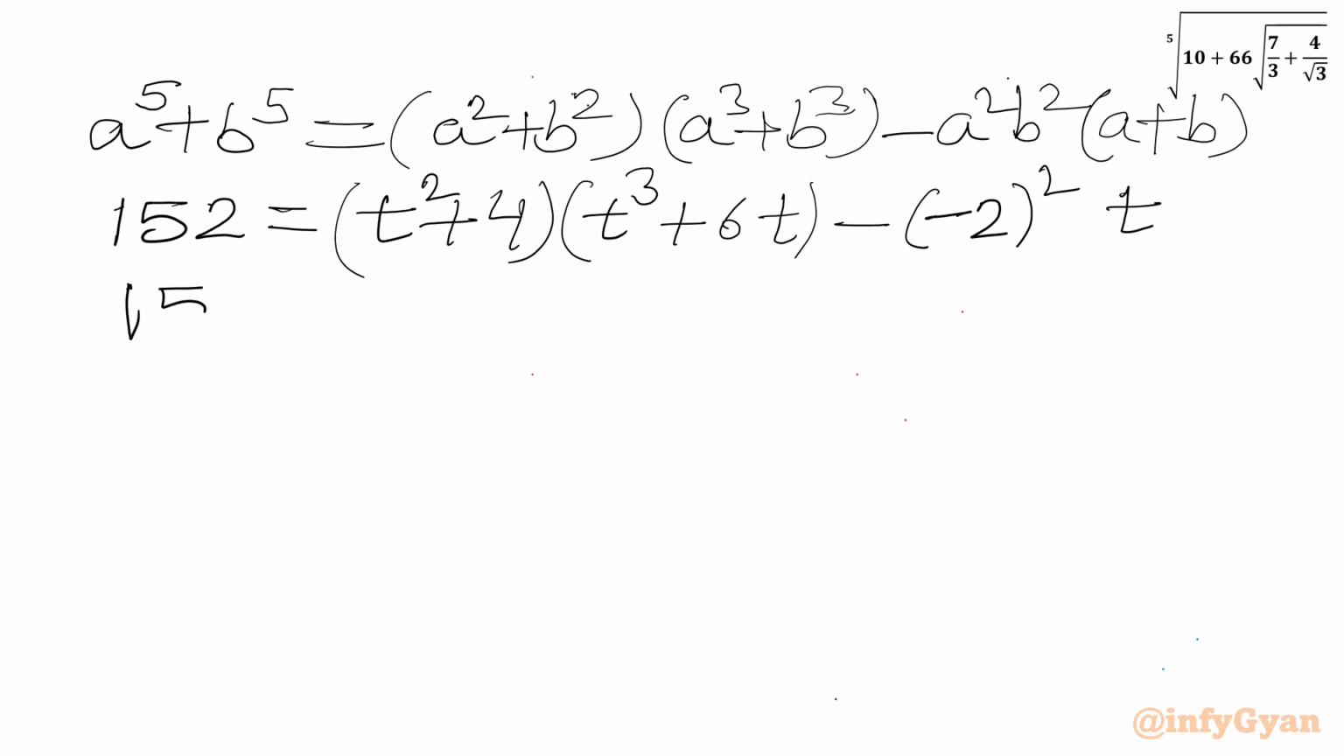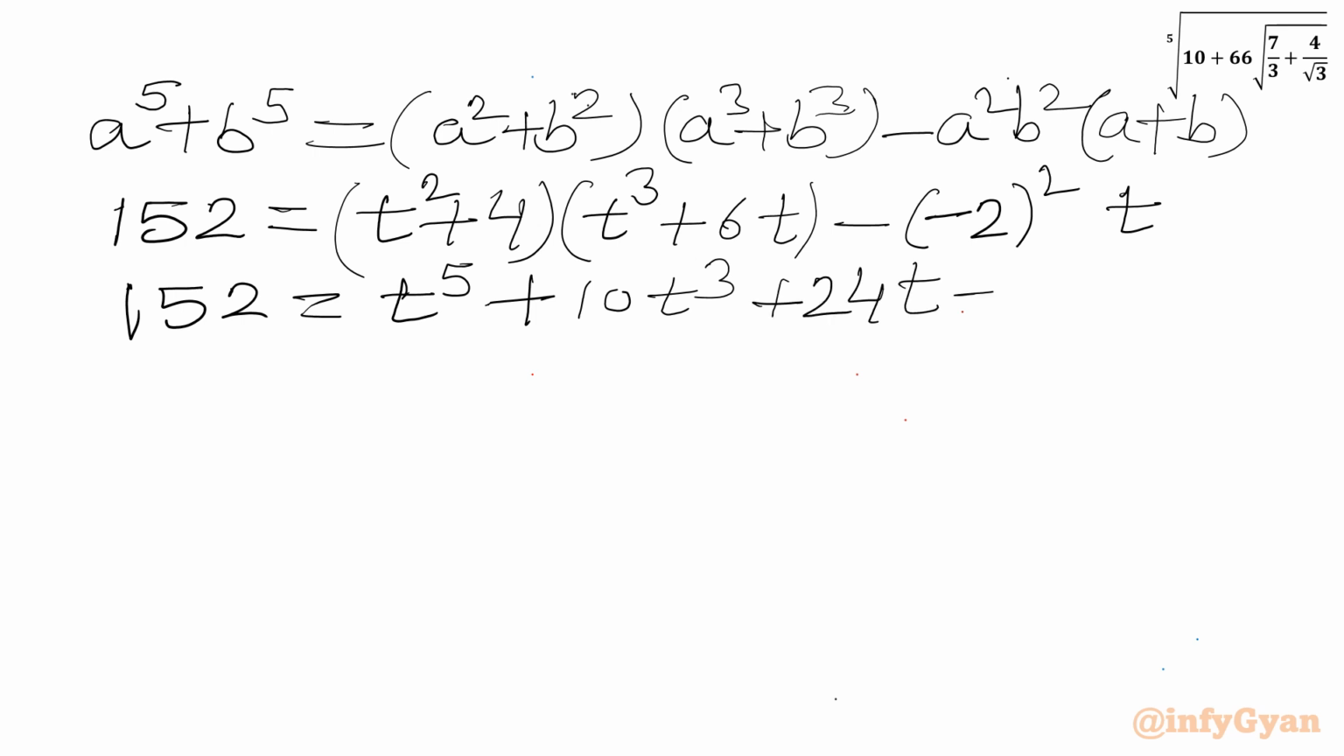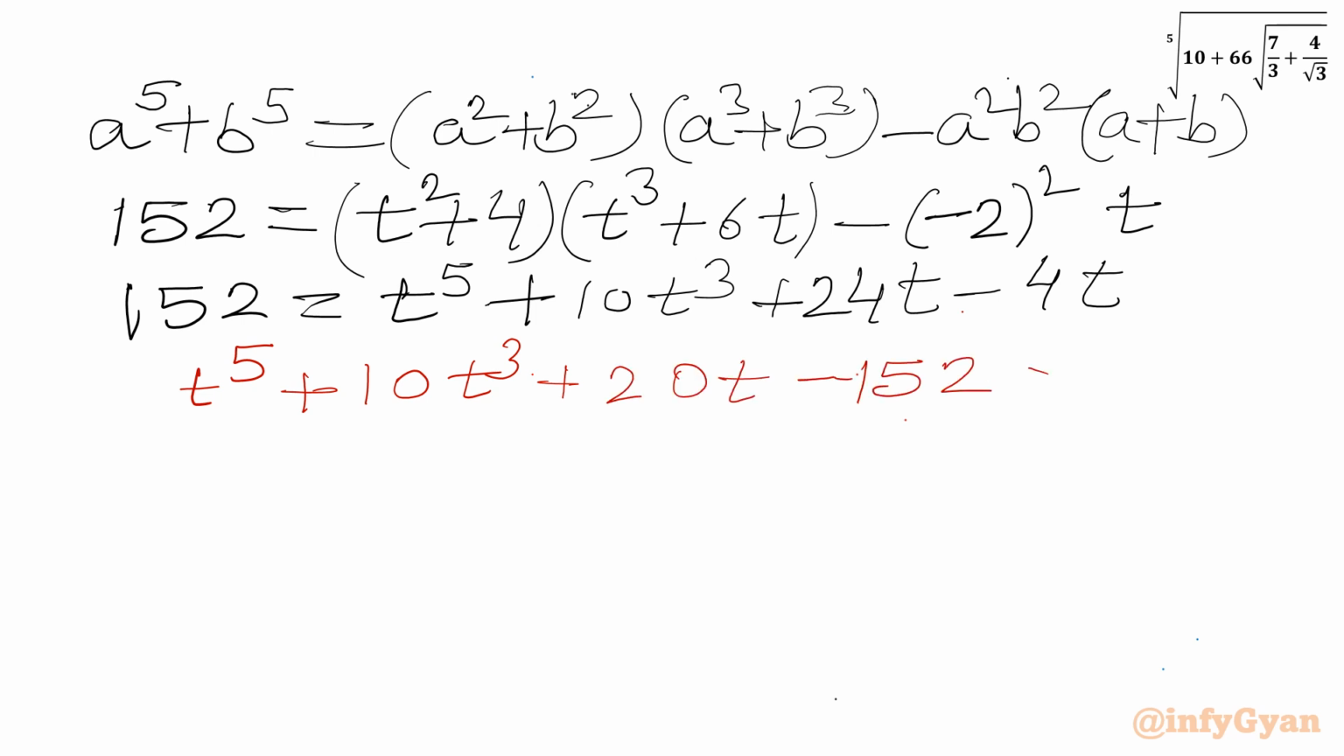So I can write 152 equal to t power 5, 6t cube plus 4t cube, 10t cube, 24t, let me write here 24t minus 4t. Let us simplify the RHS and write our equation as t power 5 plus 10t cube plus 24 minus 4, 20t, minus 152 equal to 0. Now this is one quintic equation.